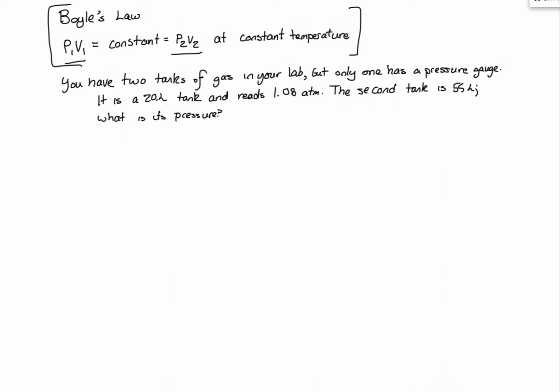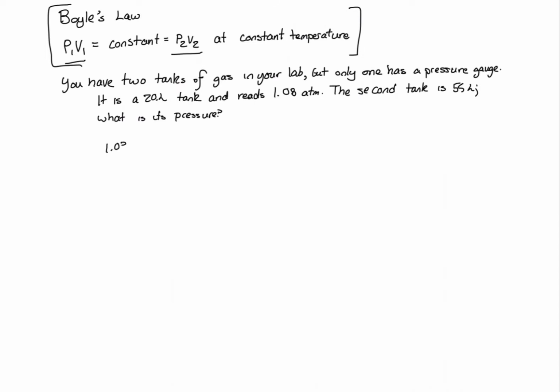You have 2 tanks of gas in your lab, but only one has a pressure gauge. It's a 20-liter tank, and it reads 1.08 atmospheres. The second tank is 55 liters, but we don't know its pressure, so let's figure out what that is. Since these are both in your lab, we can assume that they're at the same temperature. Let's set up the problem.